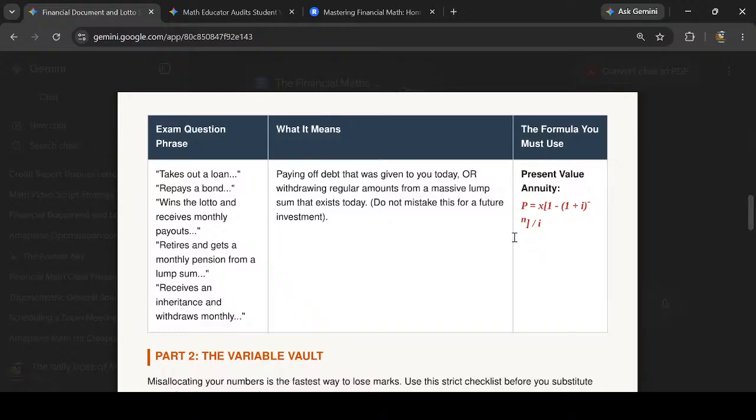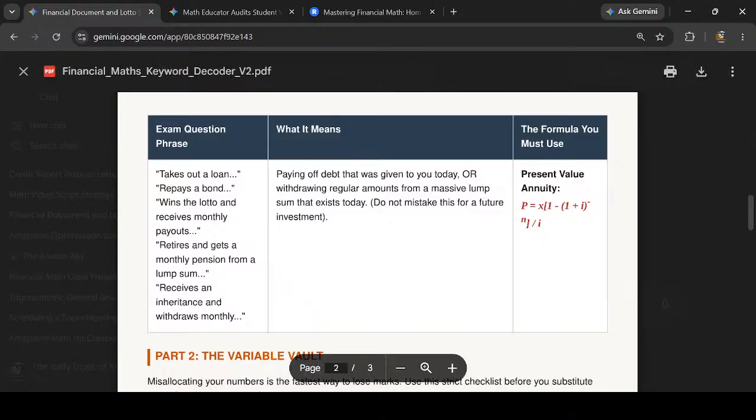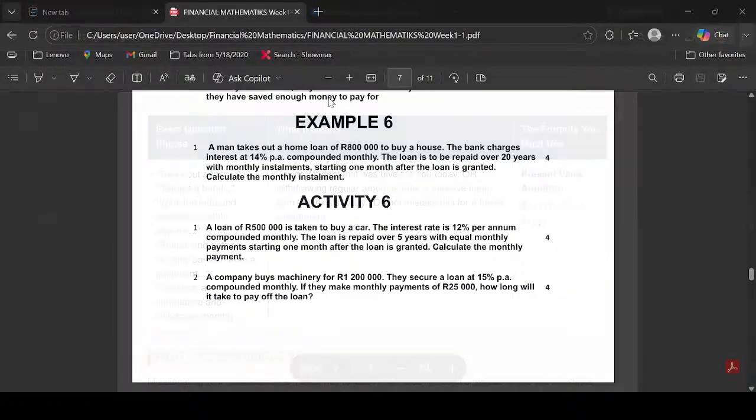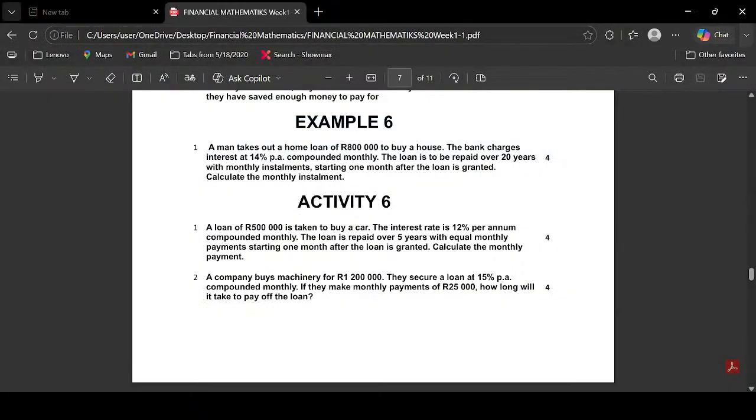Now, let's go back to that worksheet that we're working on. Okay, let us go back to our worksheet. On the worksheet, there is example number 1.